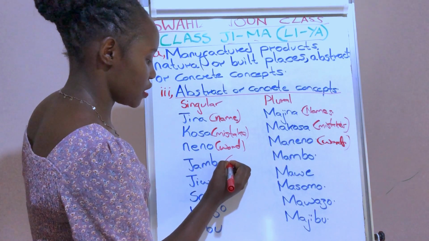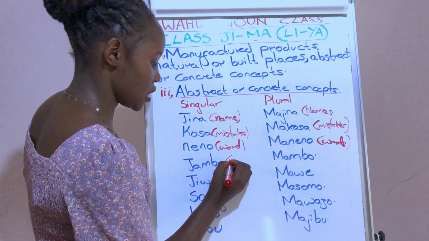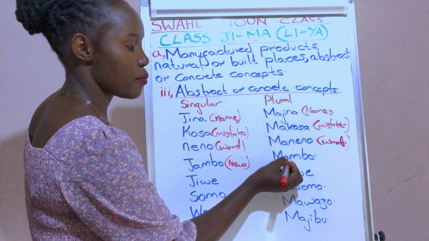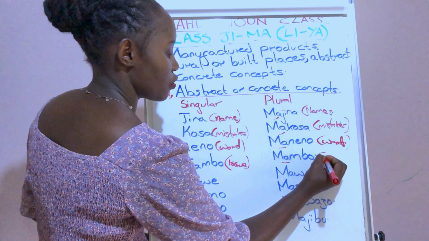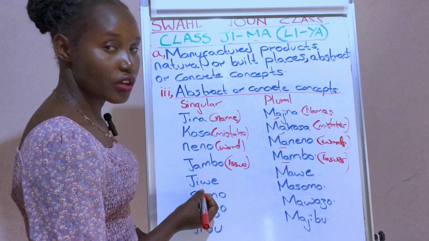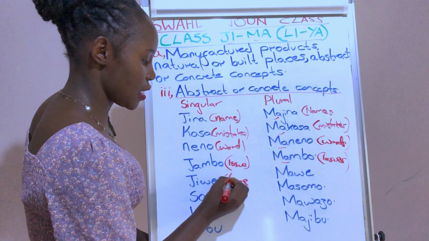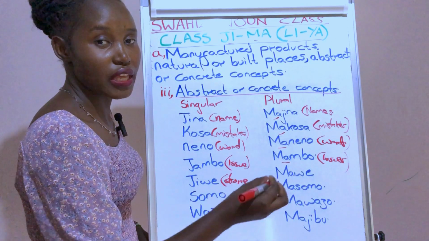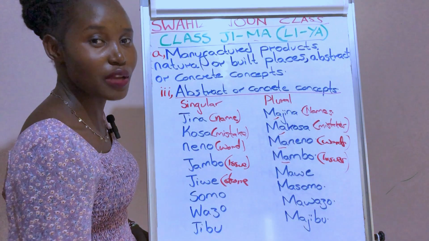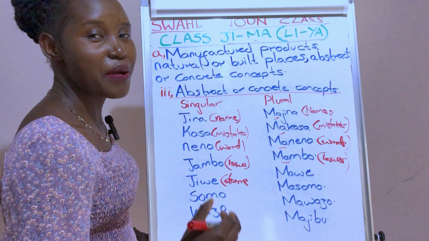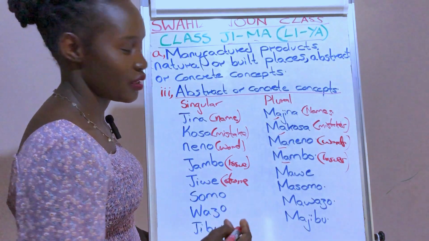Then we have jambo. Jambo is a greeting, but in this case we mean an issue. In plural we say mambo. Mambo for issues. Then we have jiwe. Jiwe, a stone. In plural we say mawe. In this case we don't say majiwe, but we say mawe.